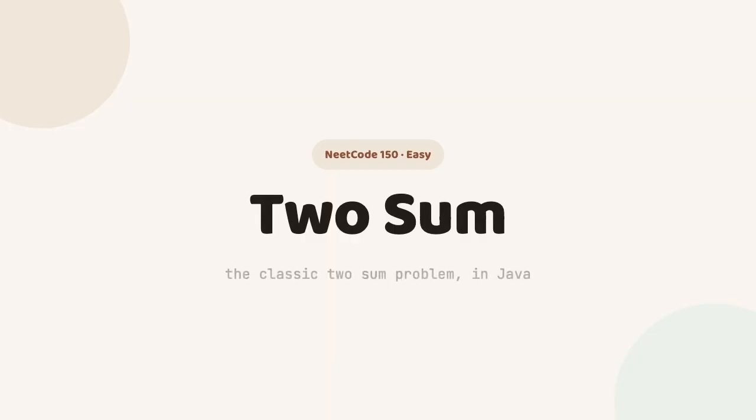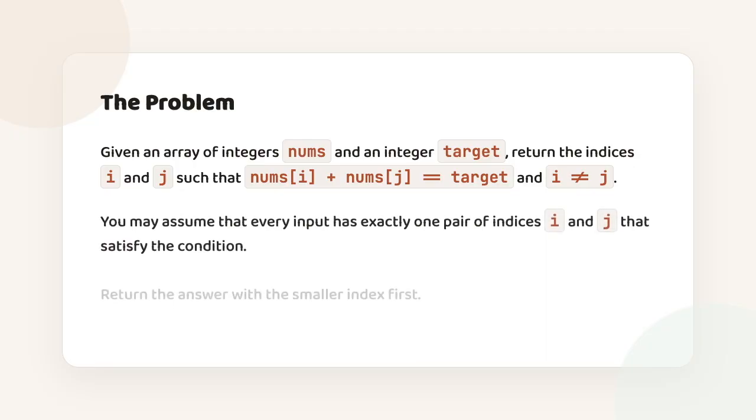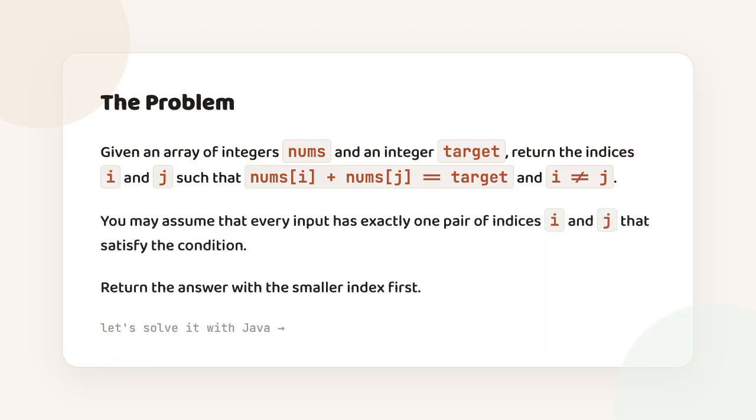Our first challenge is the two-sum problem, which is in the easy category of NeetCode 150, and we will solve it in Java. This is the classic two-sum problem that we are going to solve. Let's first state the problem. Given an array of integers, nums, and an integer target, return the indices i and j such that nums[i] plus nums[j] equals target, where i is not equal to j.